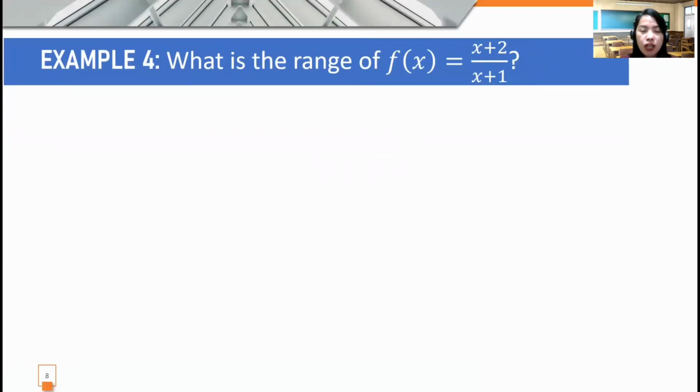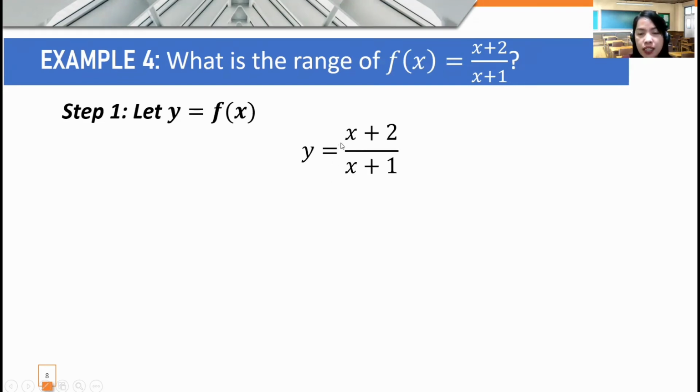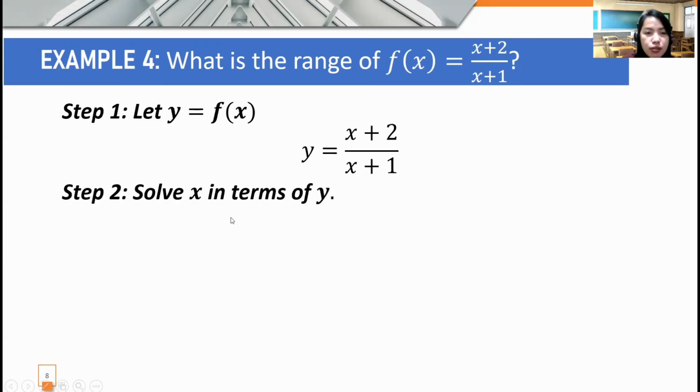Example number 4. What is the range of f of x equals x plus 2 all over x plus 1? So here you have to equate the right side of the equation by y, or replace f of x or the function notation by y. That is y equals x plus 2 all over x plus 1. Next step is to solve x in terms of y.